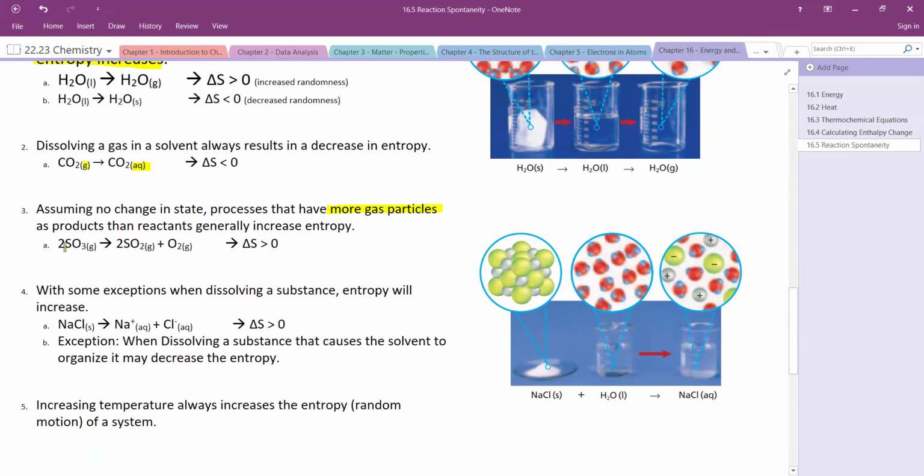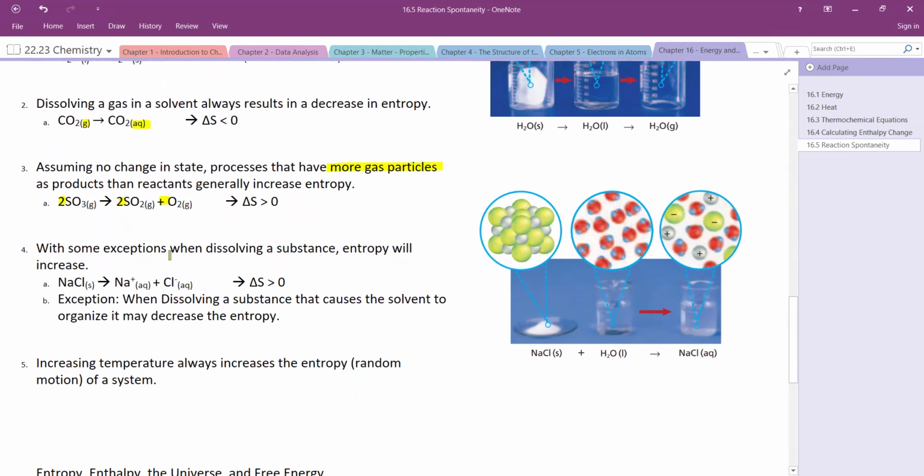So in this case, I have 2 moles of a gas on my reactant side, and on my product side, I have 3 moles of gas. And so because I am producing an extra mole of gas by this reaction, my oxygen splits off and forms an O2, then I can predict that my delta S will be greater than 0. I will have an increase in entropy.